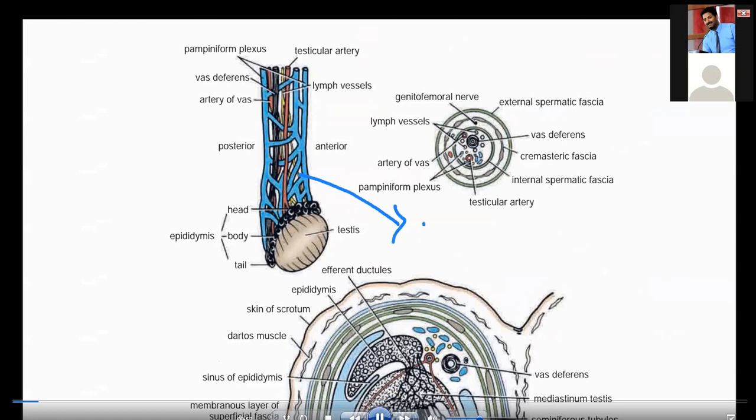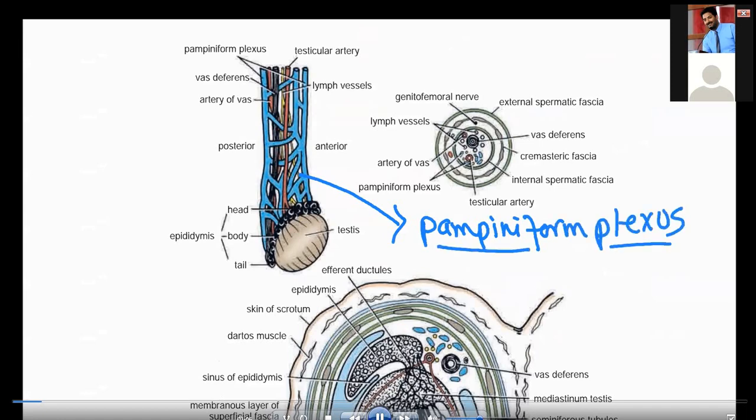These veins are known as pampiniform plexus. So all these pampiniform plexus are going to drain the venous drainage of the testes, and then they are going to form the testicular vein. They will all join together forming which vein? Testicular veins.